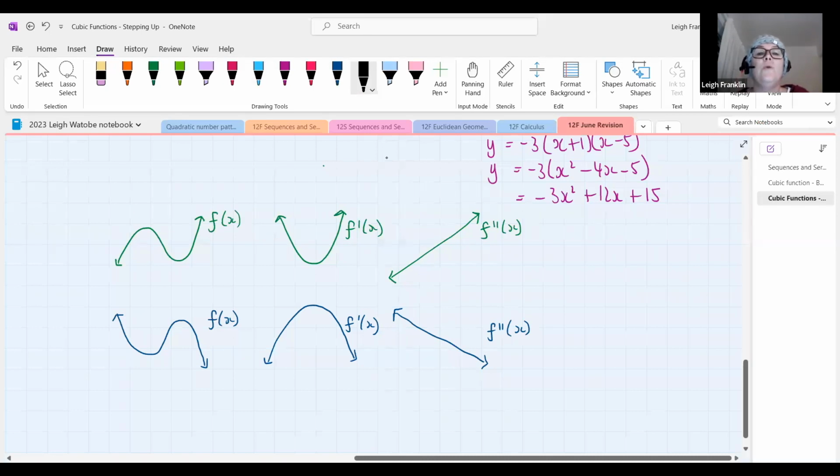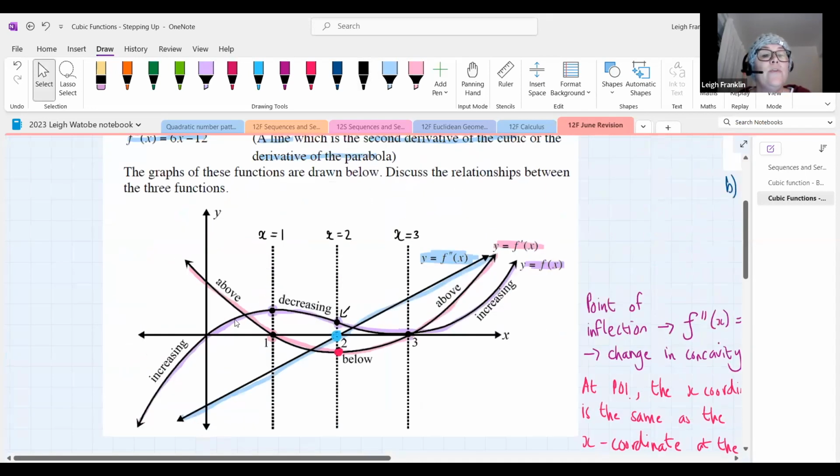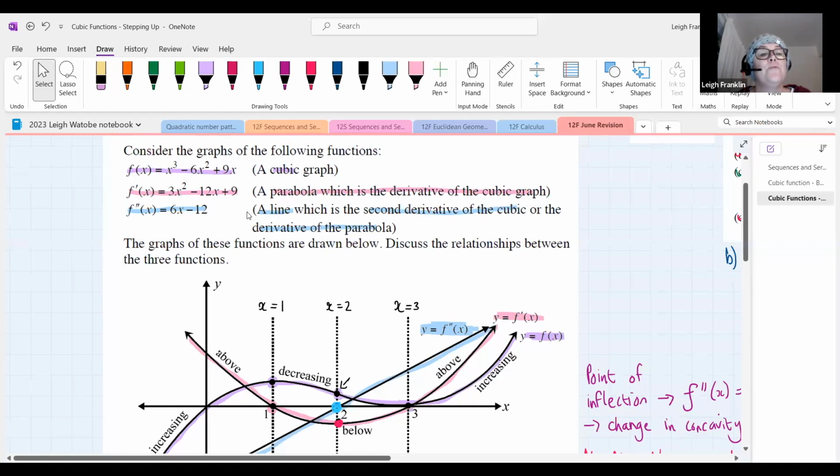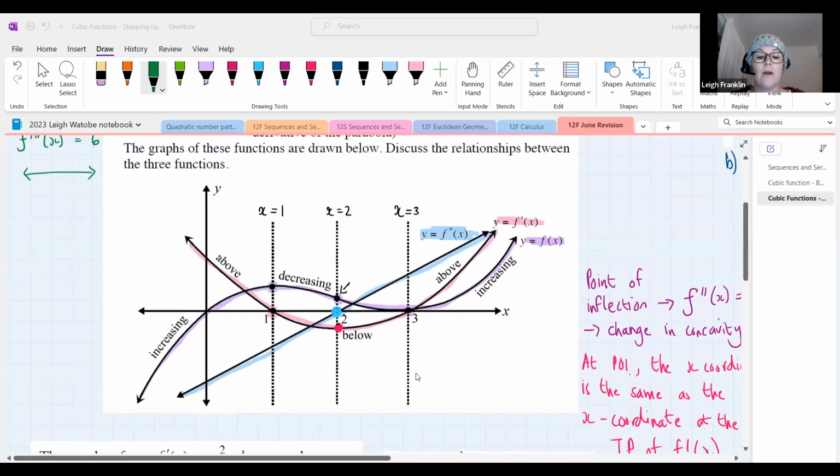If we go back to this example over here, we've got the original, the first derivative, and the second derivative. If you took a third derivative here, which is beyond the scope of what we would need, you would end up with a straight line that's horizontal. But you don't need to worry about that. That's beyond the scope of CAPS. Oh, thank you, ma'am. All right, no problem.